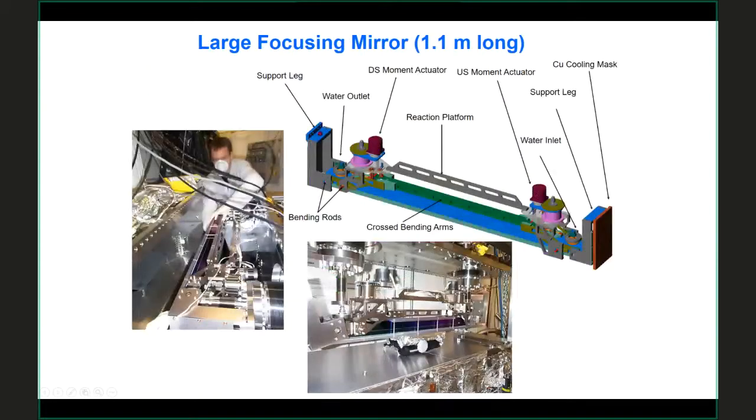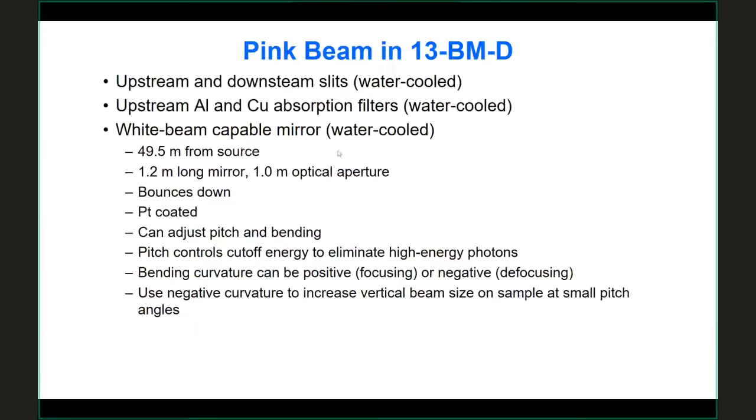This is just a photograph of the mirror. It's a little over a meter long. It's in ultra high vacuum. And in vacuum, it's got this bending mechanism with a two point bender, and we can bend it to very close to that ideal elliptical shape.